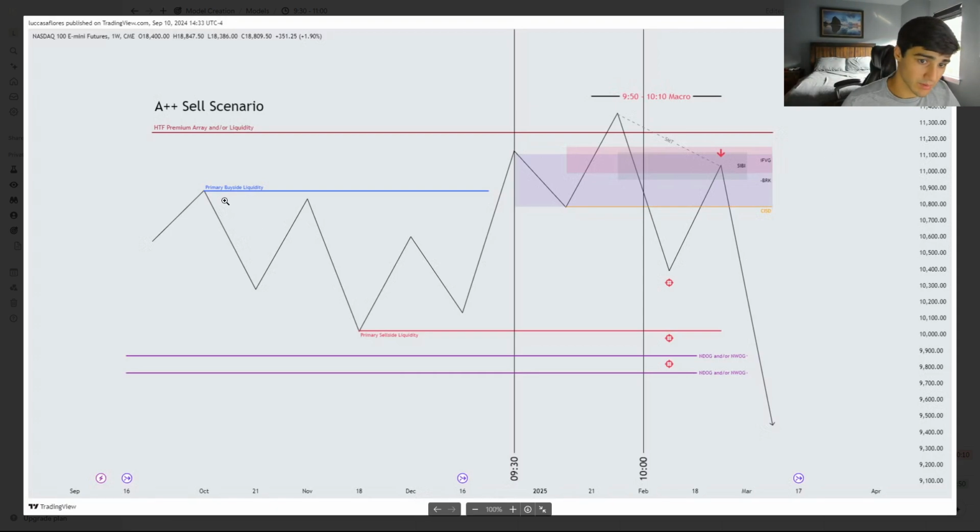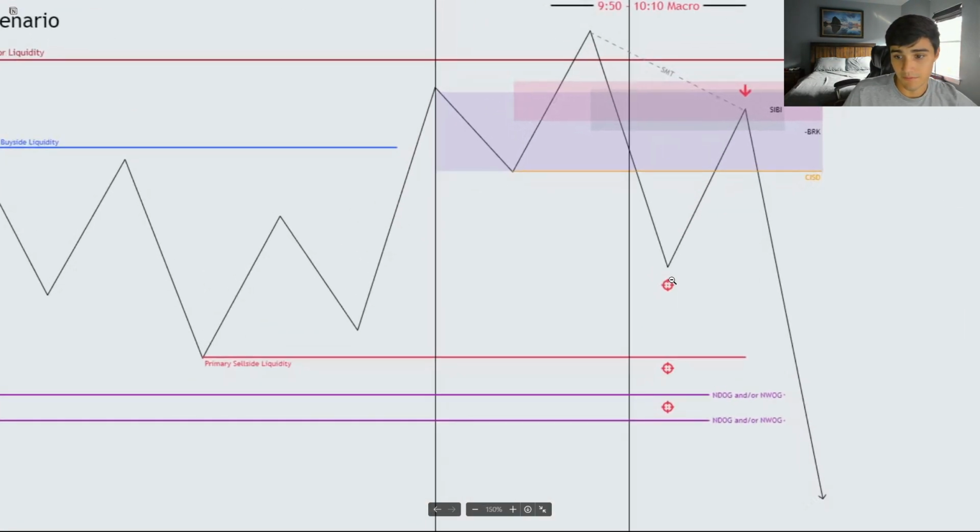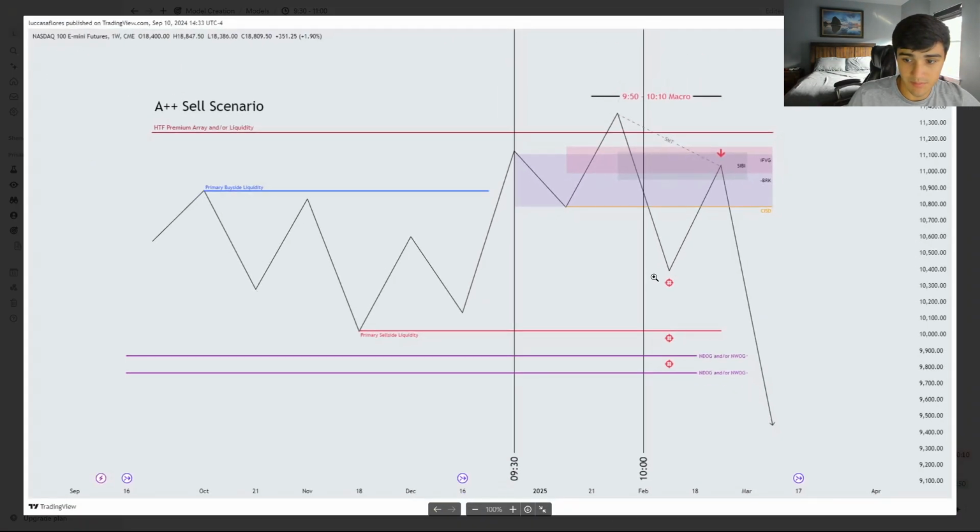Price first takes the primary buy side liquidity, then it'll revert to the other side of the range and take the primary sell side. So my first target would be that first short-term low. There's my first partial. And then my second target would be the primary sell side liquidity outlined. And then my third target could be a new day opening gap and/or a new week opening gap below that. And this is the time that I would like to see it occur. If I see it develop within the 9:50 to 10:10 macro, that is an A++ sell scenario. That is beautiful. That's everything that I need to see.